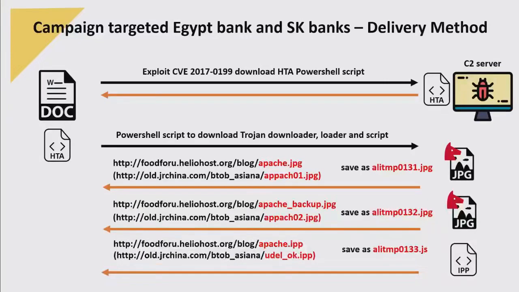Okay, the document downloads a fake HTA file which contains the PowerShell script, and the PowerShell script will download a Trojan downloader, a loader, and a script from the C2 server. You can see there are two different C2 servers used in these two samples, and the files will be saved as two JPG files and a JS file. And of course, they are not real JPG files.